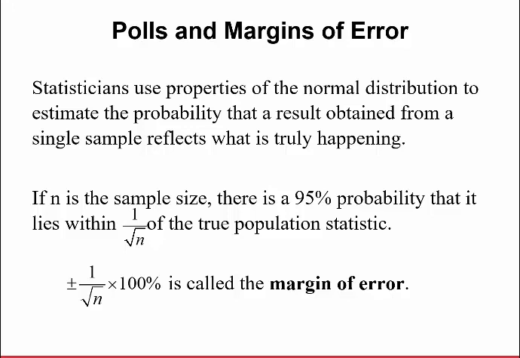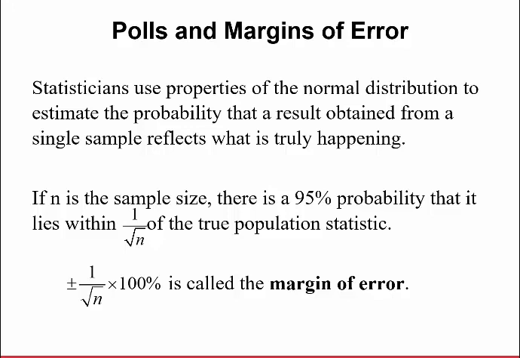All right, let's move on and talk about polls and margin of error. You've probably seen this. If you pay attention to the news, you've seen a political poll of some type, and they always report the margin of error. Statisticians use properties of the normal distribution to estimate the probability that a result obtained from a single sample reflects what is truly happening. Why is it okay when we get a poll that says 40% of people support this, or 80% of people support this thing?